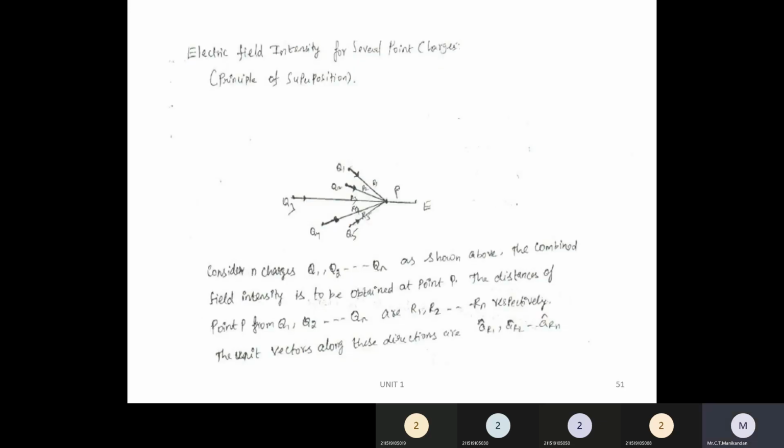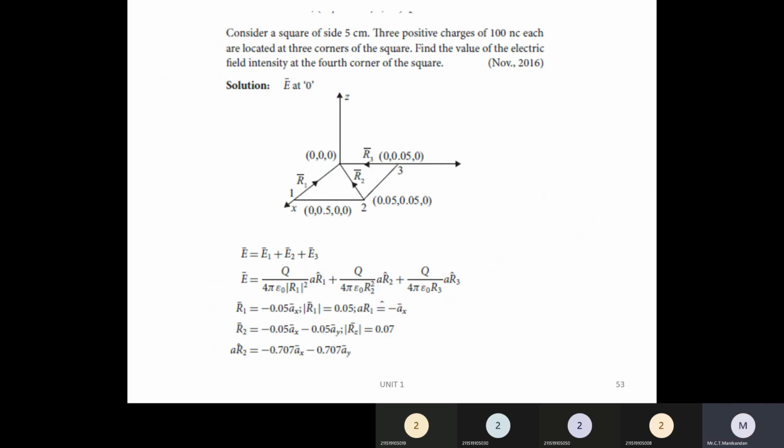Then next you can see the principle of superposition of charges. Just now we have seen it. Let us see a model problem here. We have a square of side 3 centimeter.